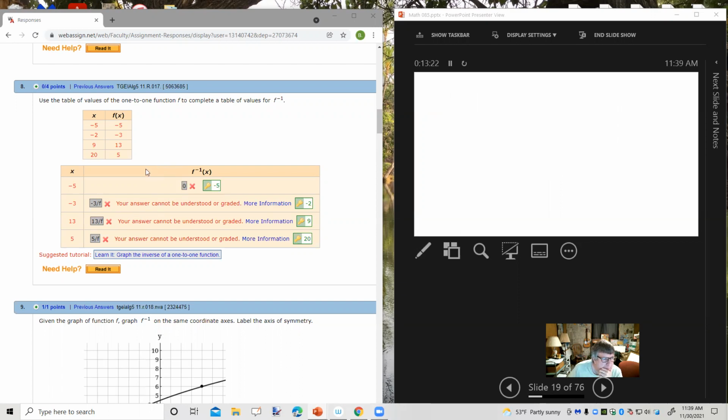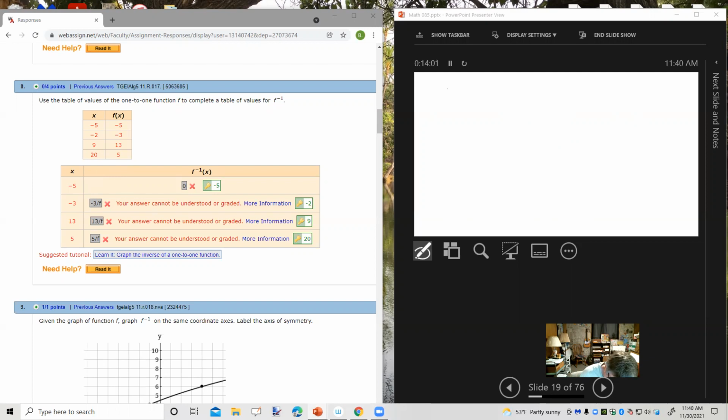Use the table of values of a one-to-one function f to complete the table of values for f inverse. Okay. So when x is negative 5, f inverse of x would also be negative 5, okay? Because going from here to here, you'd get negative 5. If x is negative 3, f inverse would be negative 2, because you're going backwards, the inverse function.